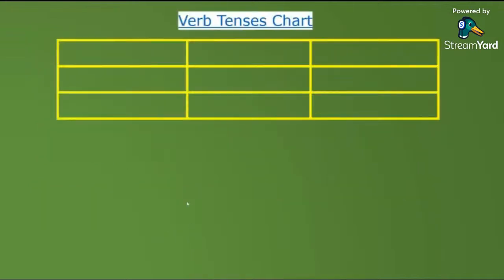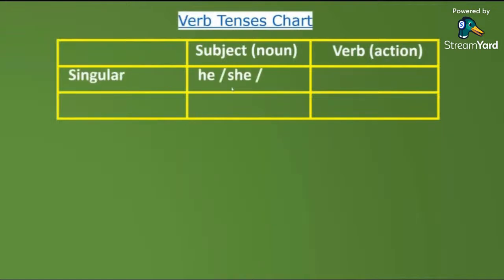Verb tenses chart. We have here the subject and the verb, which is an action. For singular, we have he, she, it, and the action is learns. So, he learns, she learns, it learns. Take note that our verb here ends in S. This is the base form of the verb learn, and we have to add S if the subject is singular, like he, she, and it.